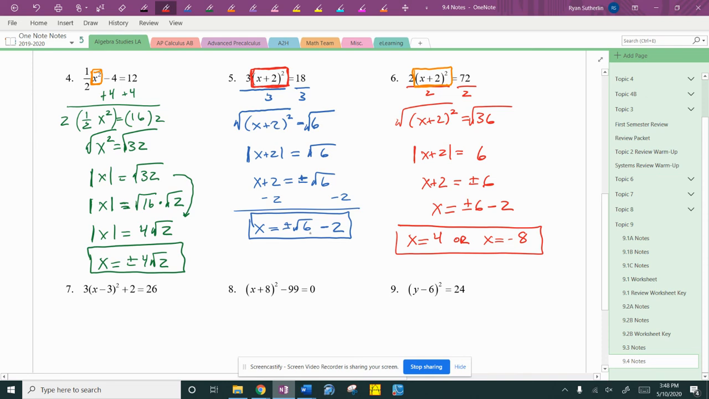Now, when it was the square root, I couldn't do anything. Square root of x, 6 minus 2 is just square root of 6 minus 2. But 6 minus 2 is 4. Negative 6 minus 2 is negative 8.